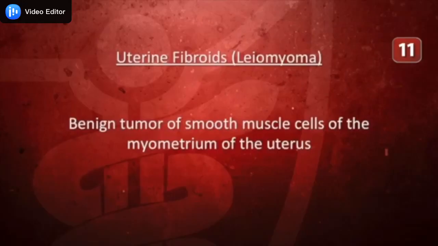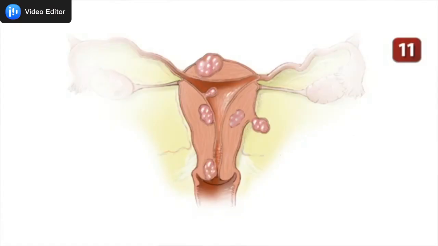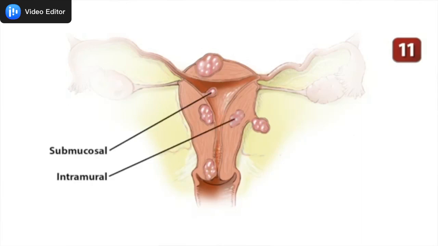Well, fibroid tumors are benign tumors of the smooth muscle cells of the myometrium of the uterus. They can also be called leiomyomas. We describe them according to their location in the uterus. Are they submucosal? Are they intramural? Are they subserosal? Are they cervical leiomyomas? So lots of different terms.